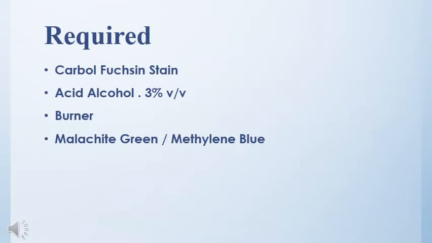So what are the requirements for the ZN staining? Carbol fuchsin is the primary stain, or primary dye, used in the ZN staining. Then we need a decolorizer, and a burner is required to heat the carbol fuchsin, and then we need a counter stain, malachite green or methylene blue. These are the very few reagents required to perform the ZN stain.